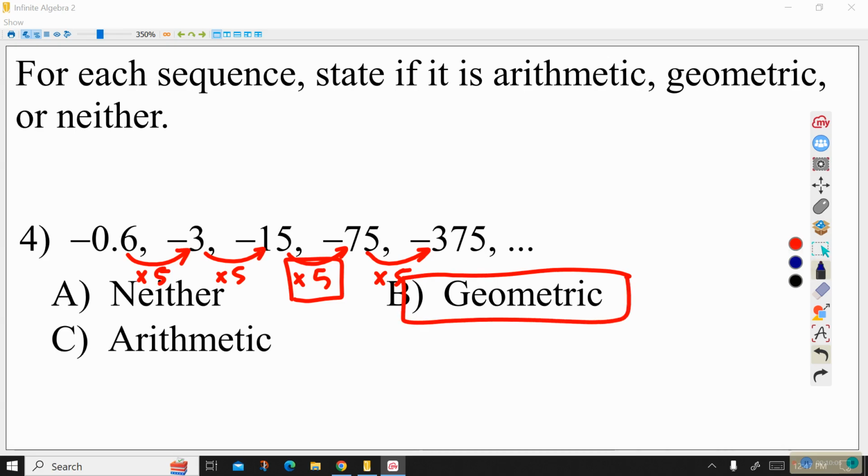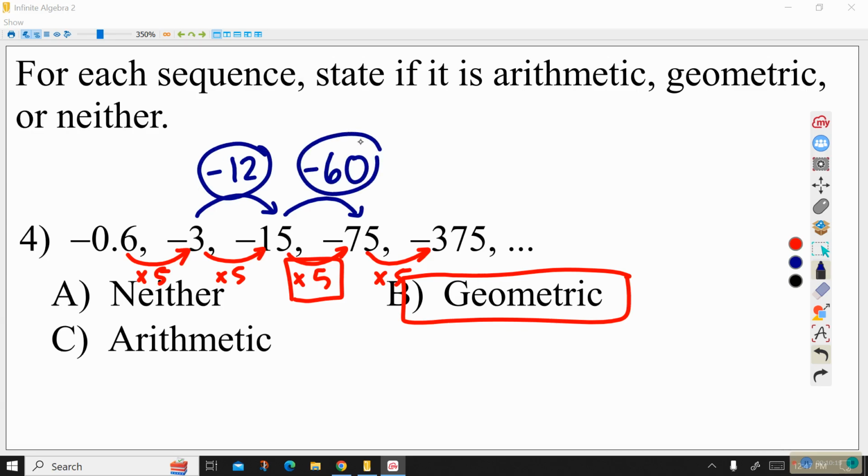So in this case, we're multiplying by the same value every time, and so we should choose geometric sequence. But you also could have seen that it can't be arithmetic, because on this time I would have to subtract 12, but on this time we would be subtracting 60, which is way more, right? These are not the same values. So that tells me that I cannot choose arithmetic.